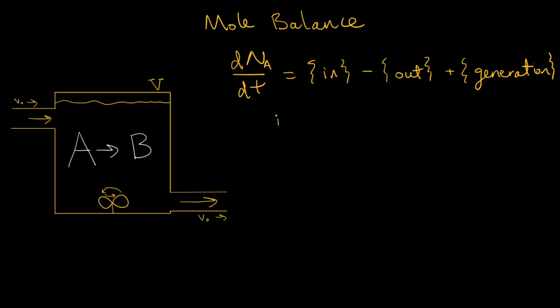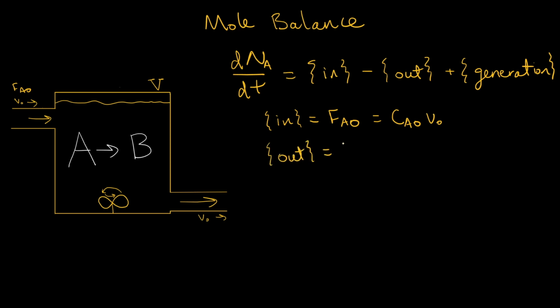So first off, our in term is going to be equal to F_A0. This is our molar flow rate of A coming into the reactor. So I'll label this on our diagram over here. And this is equal to the concentration of A in the inlet times our flow rate into the reactor.